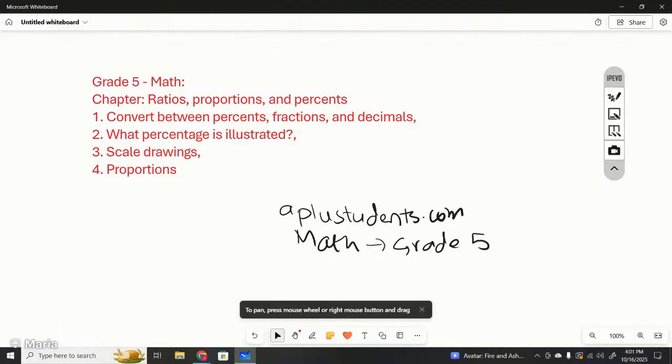There you can find a list of the chapters. We're going to start with the chapter ratios, proportions, and percents. Lessons we're going to cover today are convert between percents, fractions, and decimals. What percentage is illustrated? Scale drawings and proportions. So please make sure you have your notebook and pencil so that you can note down the important examples and definitions as well.